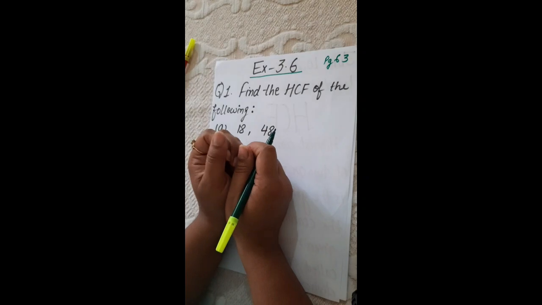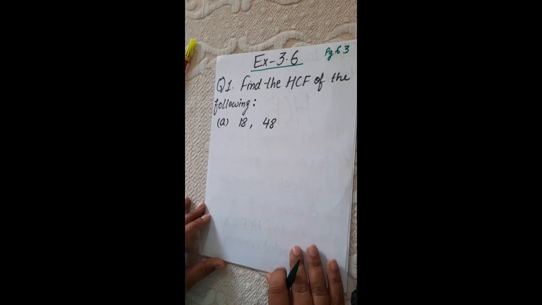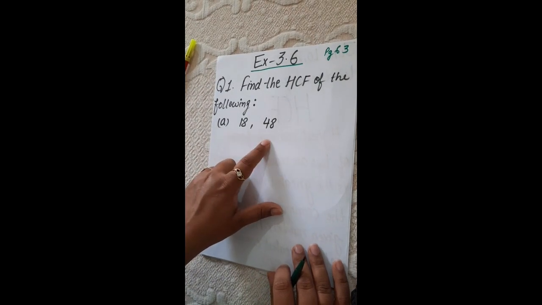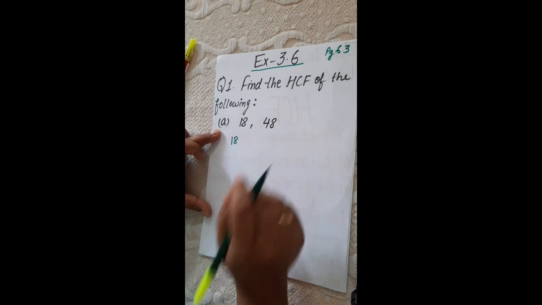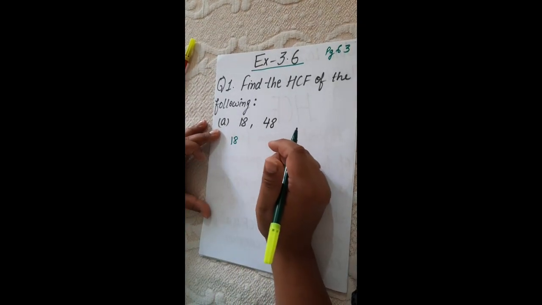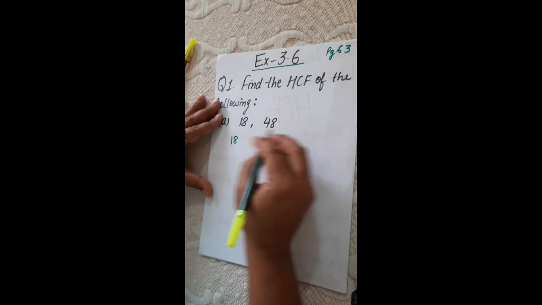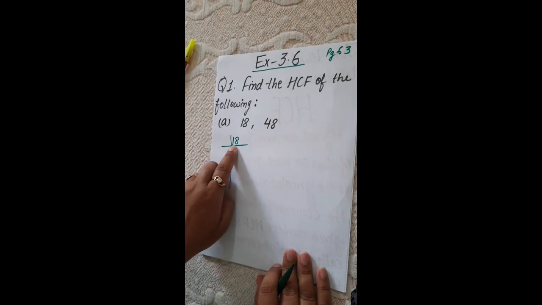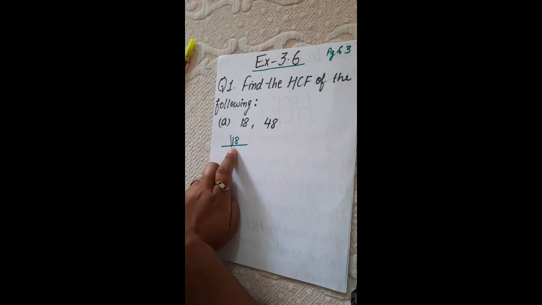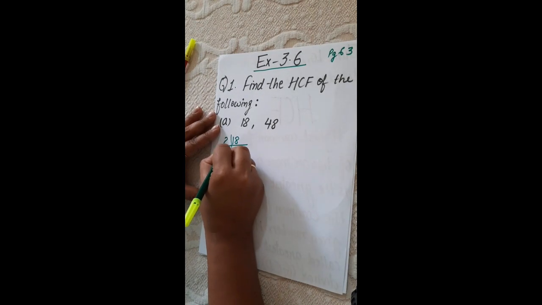In this exercise, we have to find the HCF, the highest common factor, of the numbers. Here we have two numbers, first is 18 and next is 48. So let's start with 18. To find the highest common factor, we use the method of prime factorization. Whenever you start prime factorization, always start from the smallest number. Let's start from 2.